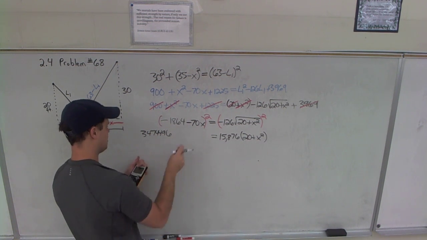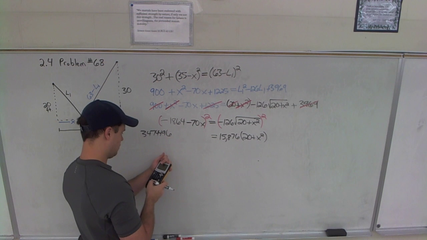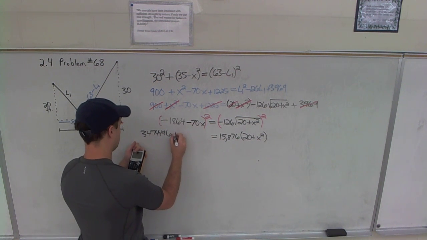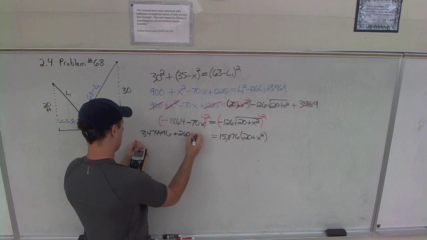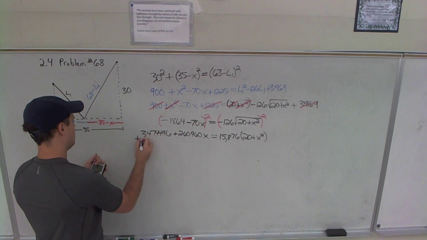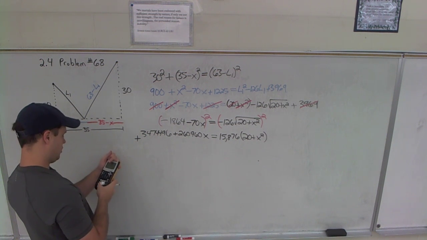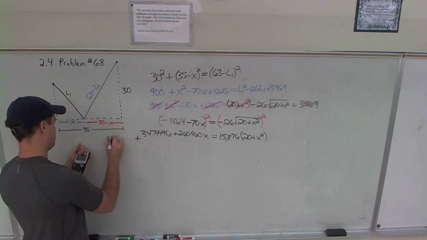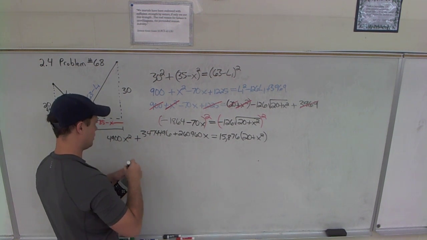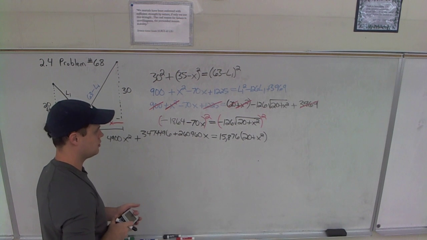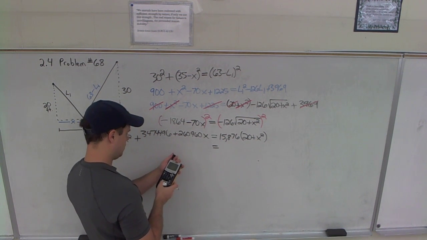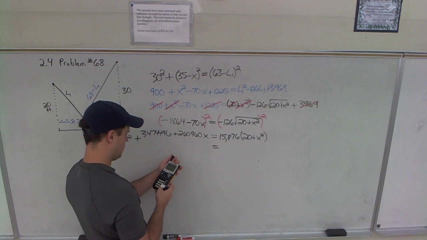I've got 2 times this times this. Negative times negative is positive, so that's going to be plus 260,960x. And then I've got 70 squared. That should be, let's make sure, 4900. Lots of big numbers, don't want to mess up. 4900 x squared, negative squared is positive. Okay, let's see. So we've got x squared there. We need to distribute. So 15,876 times 20.